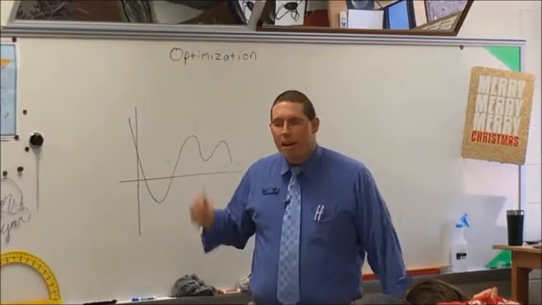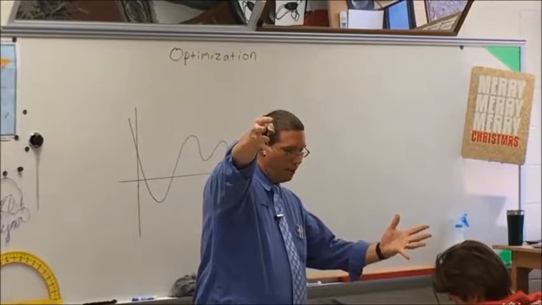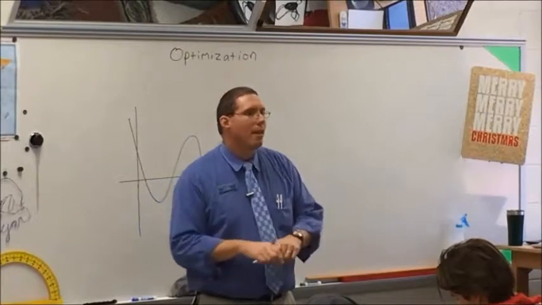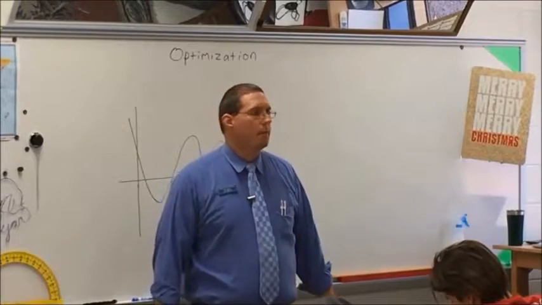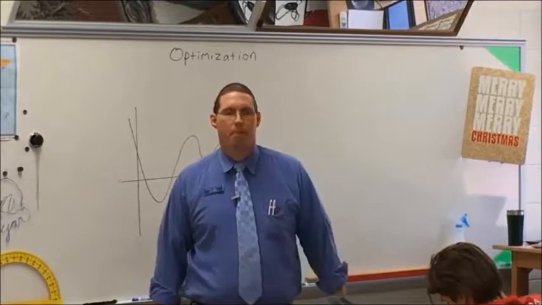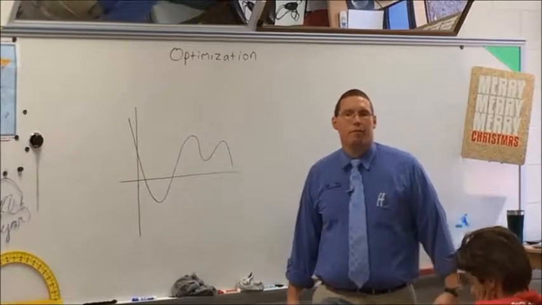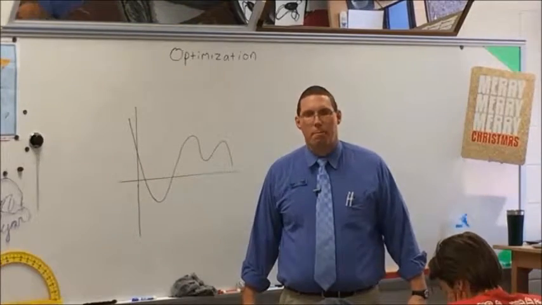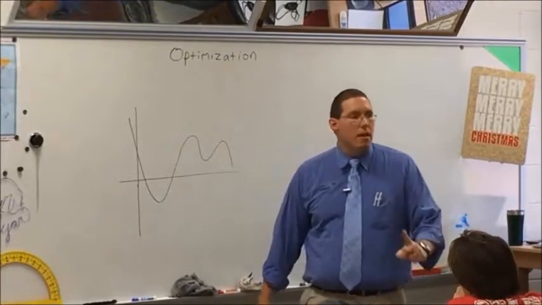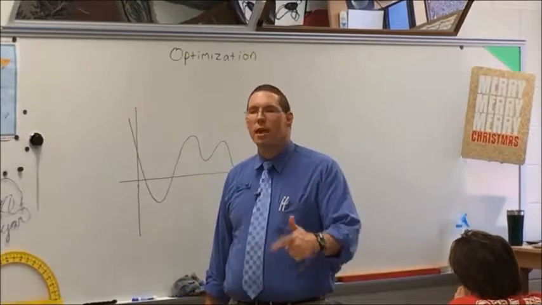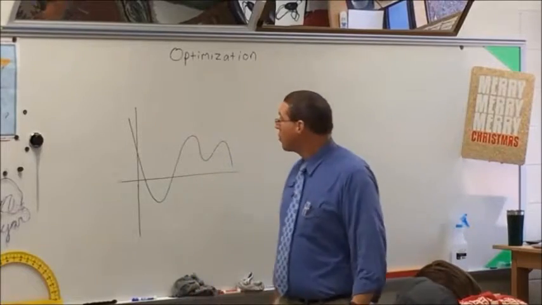In optimization, we are not dealing with relative maximums and minimums. We are looking for the absolute maximum and the absolute minimum. So, an optimization problem goes one step further than a relative maximum, relative minimum problem. It's not just looking for where the change is in direction. It is looking for the highest point and the lowest point on the graph. Are we good?